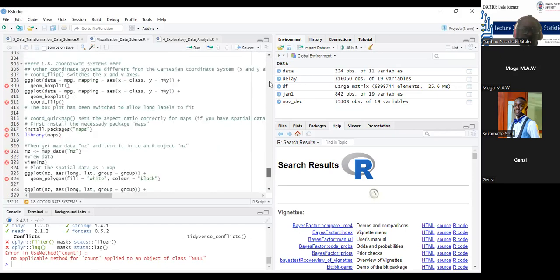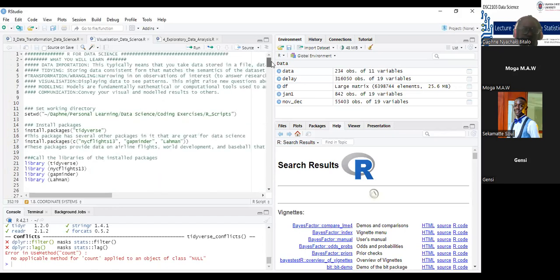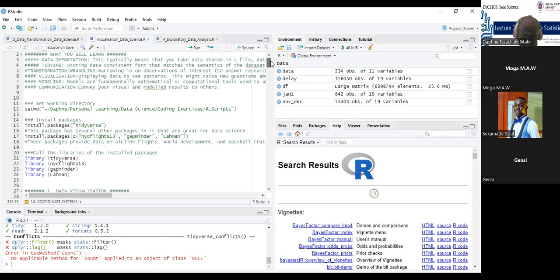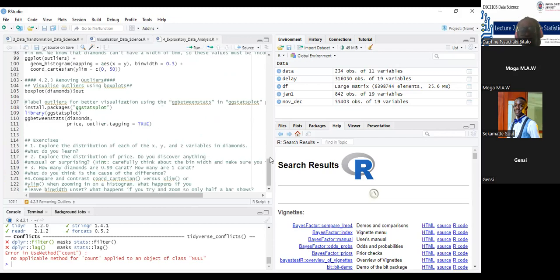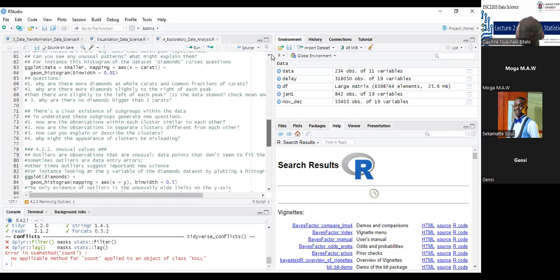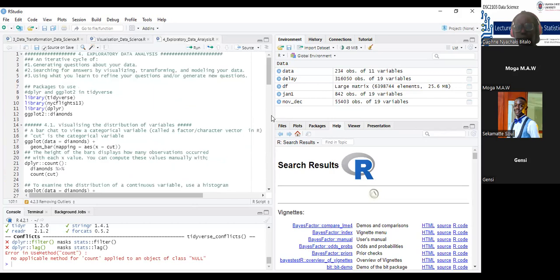So if you recall, the first thing we started with was visualization, the script visualization. And this was to help you practice all of that. But now we go completely into exploration so that we can see how we look at those very aspects that I had talked about.